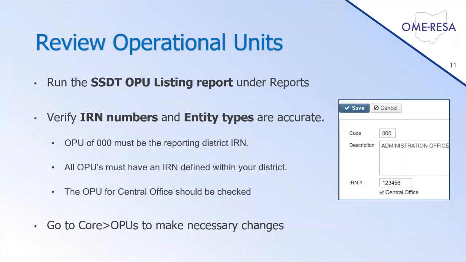So you want to run your OPU listing report and verify your IRN numbers and your income type. If you have an OPU of 000, it's reporting for the district IRN. And you really need to check the central office.